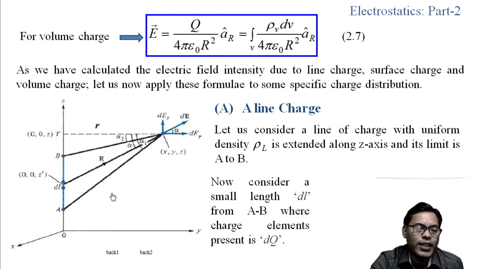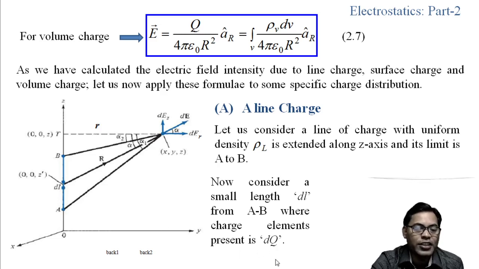So to calculate the electric field intensity at this point, whose coordinate is x, y, z, first we need to consider a small length dl, and its coordinate is given by 0, 0, z prime. Now the next step is to calculate the charge in this dl length, that is dq we have considered.